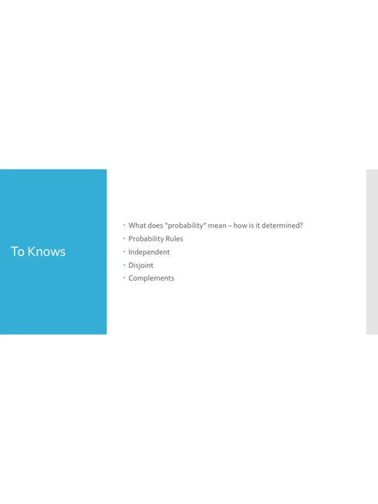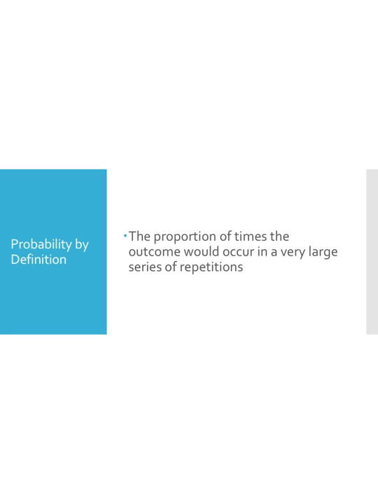A couple things you're going to want to take away here: what does probability mean, and really how is it determined in the beginning? Not just some of the ways you've applied it, but what does it mean? Then we'll have some rules that we talk about, and then we'll talk about independent, disjoint, and complements. So first of all, probability by definition.